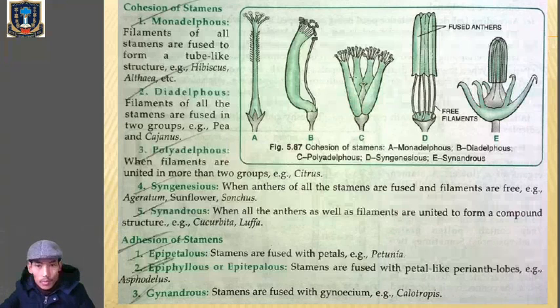And let's talk about polydelphous. When filaments are united in more than two groups, here you can see the presence of nearly four groups, right? So when the filaments have been united into more than two groups, then that is called polydelphous stamens.